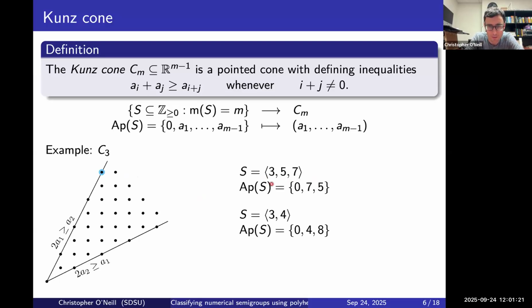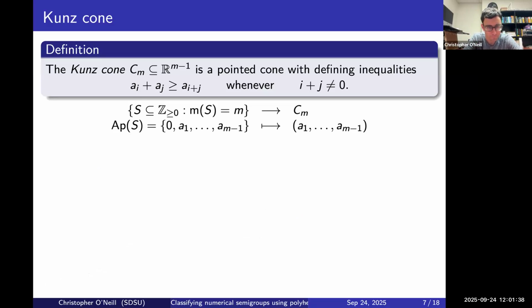And so one thing I'll point out here, this first semigroup example was in the relative interior of the cone. We ended up needing 3 minimal generators, but this one is on the boundary, so we end up needing only 2 minimal generators. This turns out to not be a coincidence, and we'll see why a little bit later in this talk.